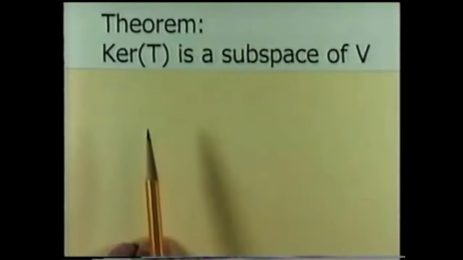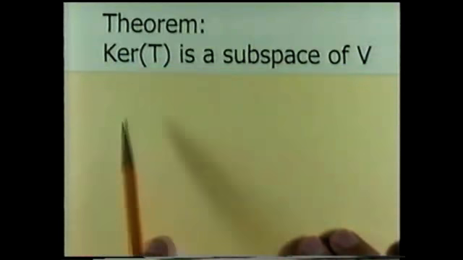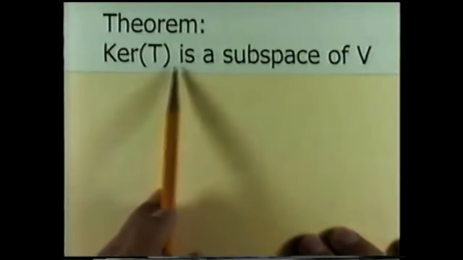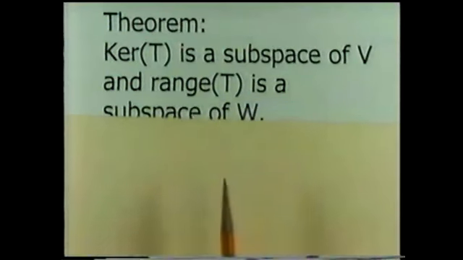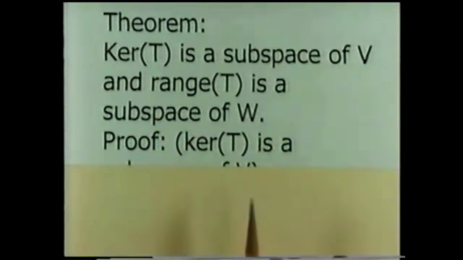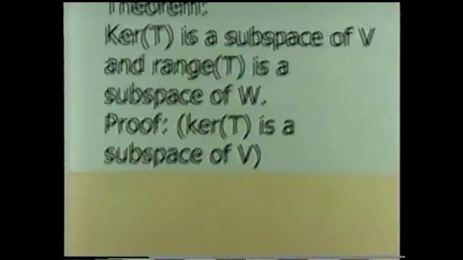Now we have a theorem. I'll prove the first part of the theorem and leave you to prove the second part. The kernel of T is a subspace of V, and the range of T is a subspace of W. So I'll prove the first part, that the kernel of T is a subspace of V.